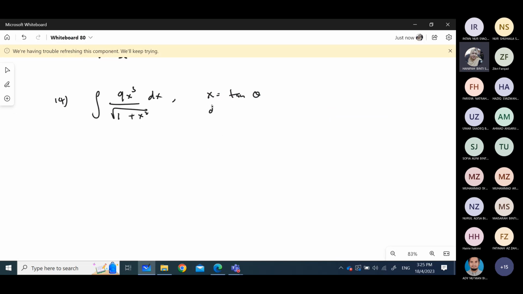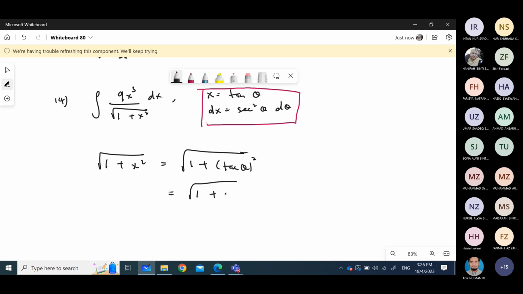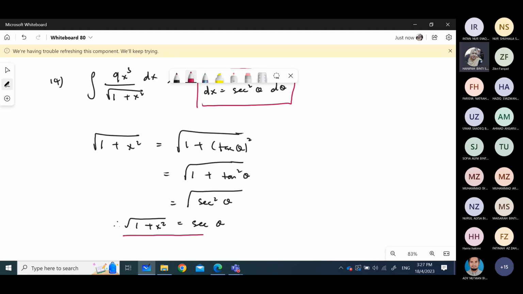Tangent theta. Okay, so differentiate. We differentiate x with respect to theta, and we have secant squared theta d theta. Okay, so substitute this into the integral. Before we solve for the integration, we solve for this radical first. So square root 1 plus x squared is equivalent with square root 1 plus tangent theta to the power of 2. Here we have 1 plus tangent squared theta. Based on the identity, it is secant squared theta. The square root of secant squared theta gives us secant theta. So therefore, the radical square root 1 plus x squared is secant theta. Okay, so we substitute this into the integral part.